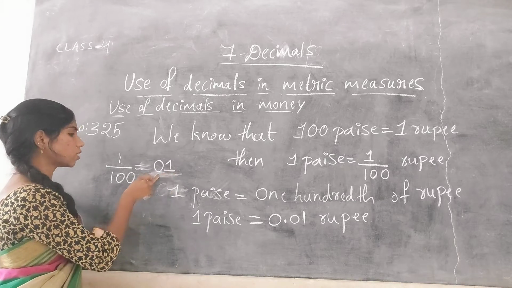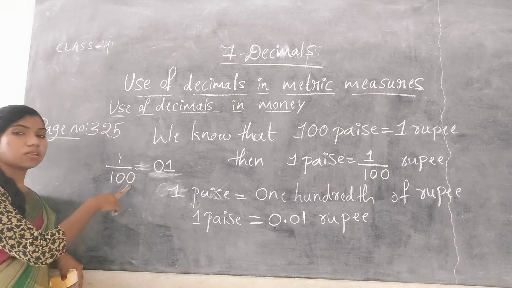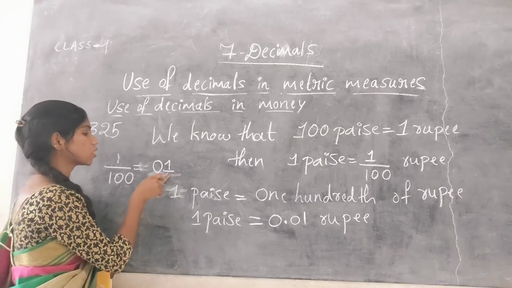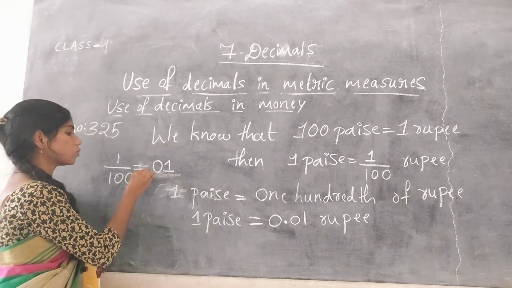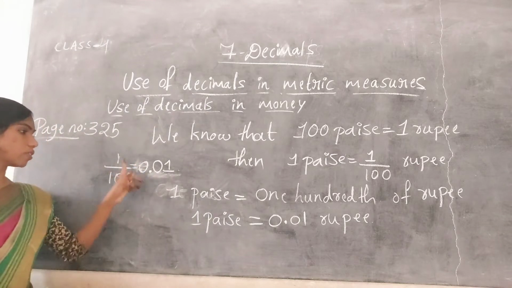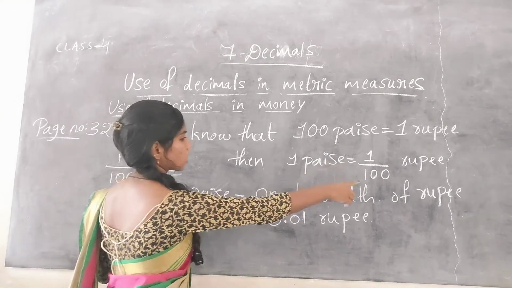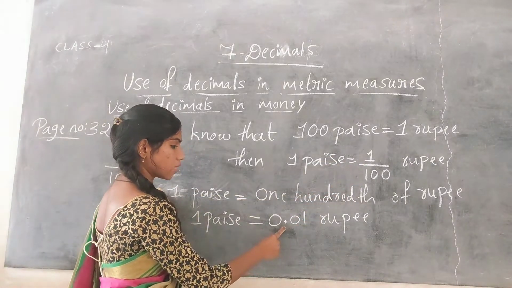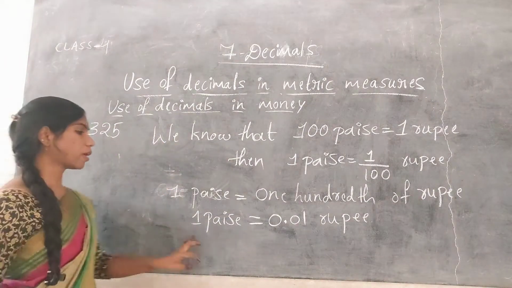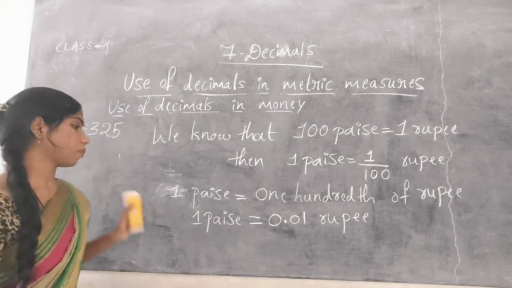So first digit, second digit. This 100 has 2 zeros, so we have to put the point after the second digit from the right side. From the right side, first digit, second digit, so put a decimal point. So its decimal number is 0.01. So 1/100 in decimal we can write as 0.01. So 1 paise is equal to 0.01 rupee.